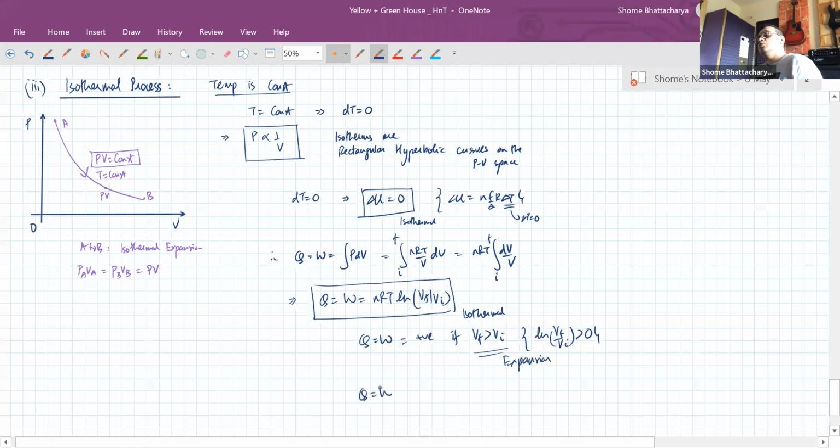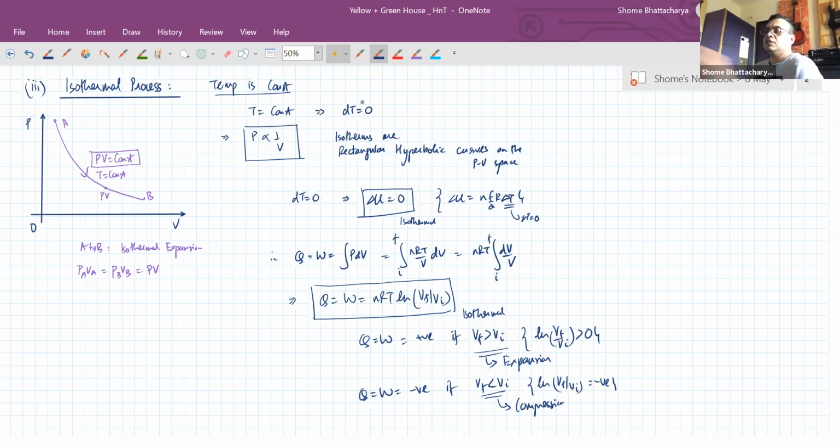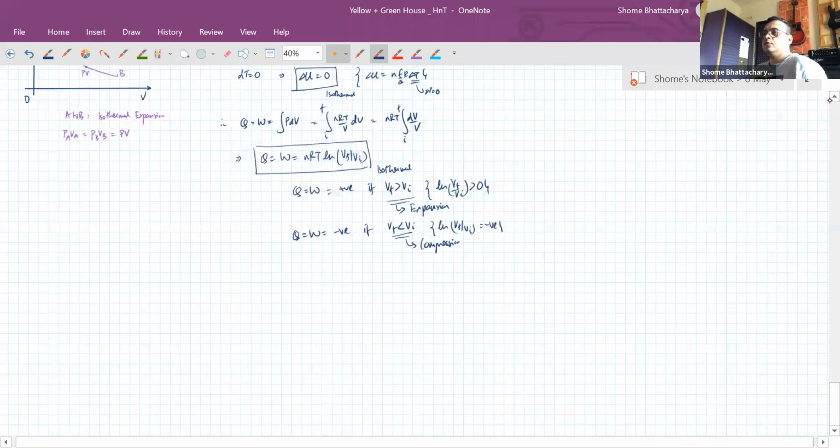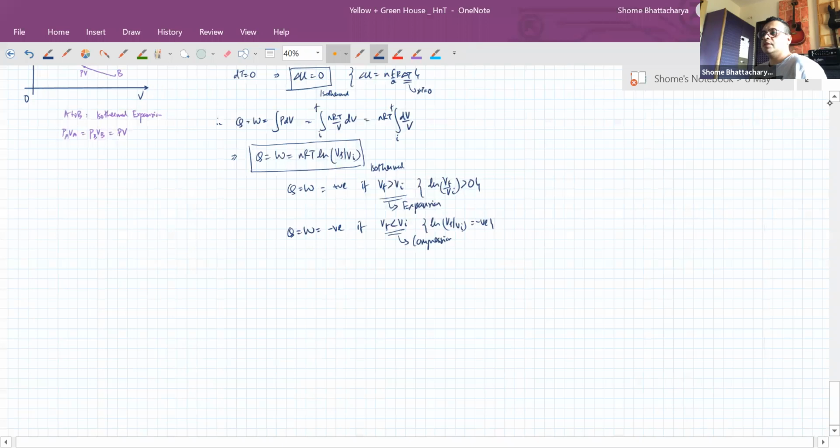Whereas Q equal to W will be a negative quantity if V final is less than V initial, because that would involve a compression. So this is all the information about isothermal process. So I'll just minimize a little so you can also write down the portion above for quasi-static process.